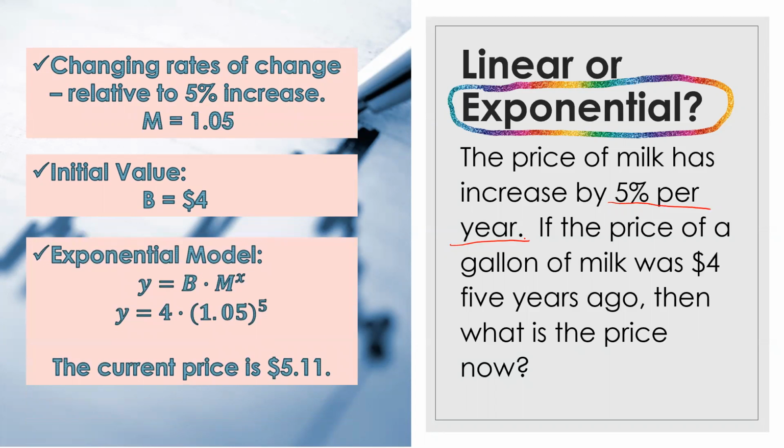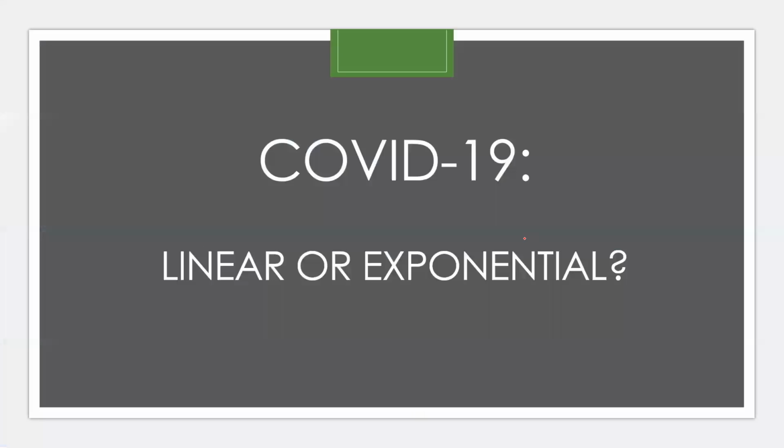The exponential model says y equals b times m to the x power. So 4 times 1.05 to the 5th power. You would put that into your calculator and you would have $5.11.